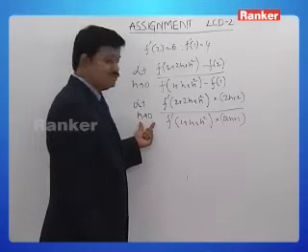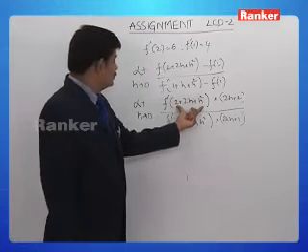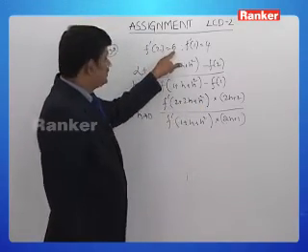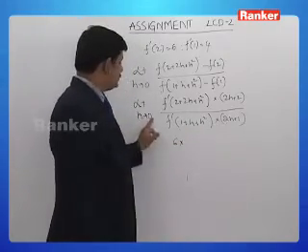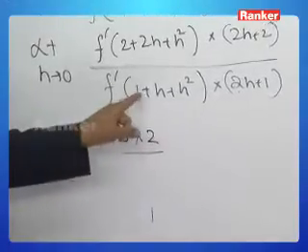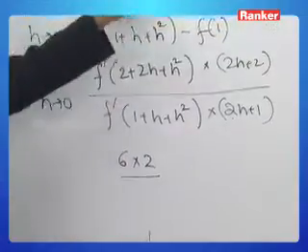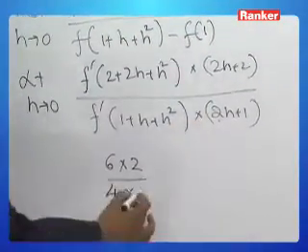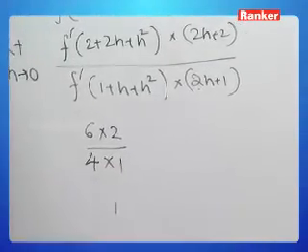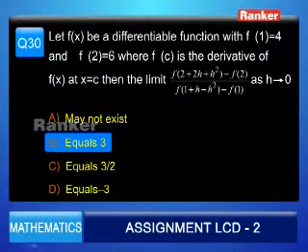So, as h tends to 0, we have 2 plus 2h plus h square tending to 2, and f dash of 2 is 6. So, our answer would be 6 into 2h plus 2, which tends to 2, divided by f dash of 1, which is given to be 4, into 2h plus 1, which is 1 as h tends to 0. So, our answer is 3, and it is option B.